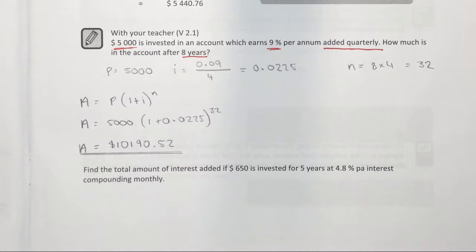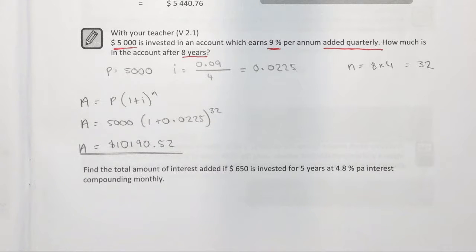For our second example, it's a little bit different. It says find the total amount of interest added if $650 is invested for 5 years at 4.8% interest compounding monthly. So what this means is they've put in their $650, they're going to leave it there for 5 years, and it earns 4.8% interest per year. But they add the little bit of interest after each month.